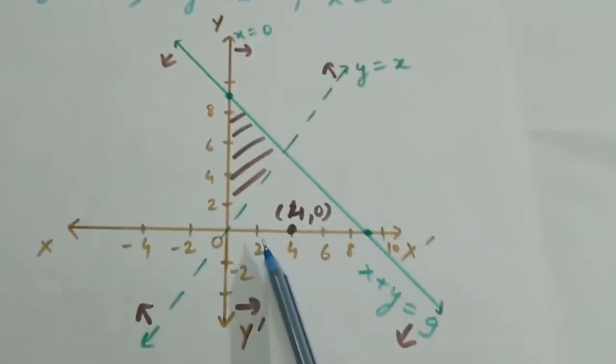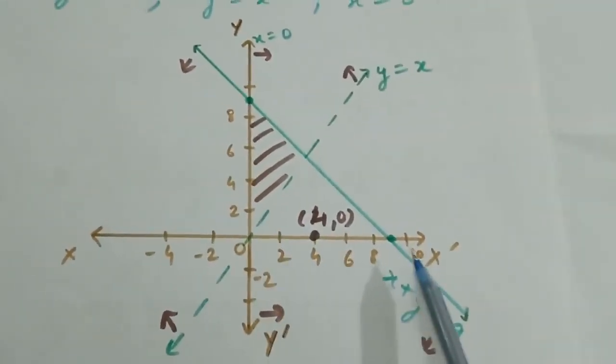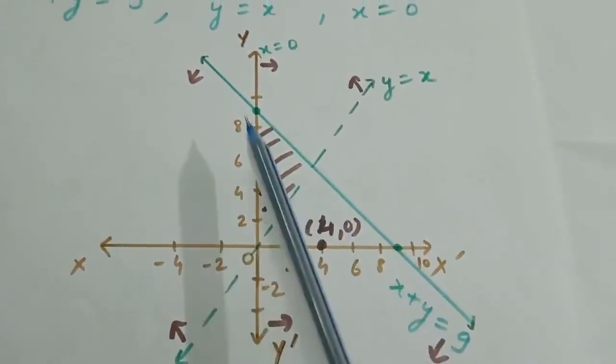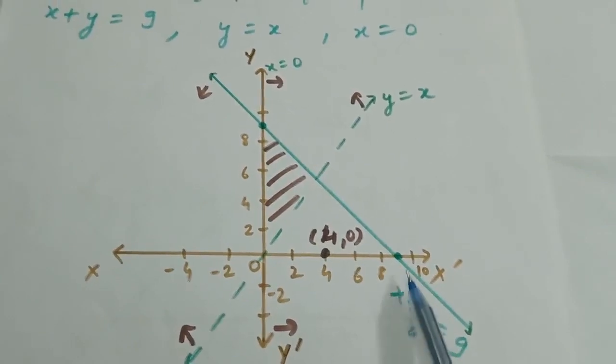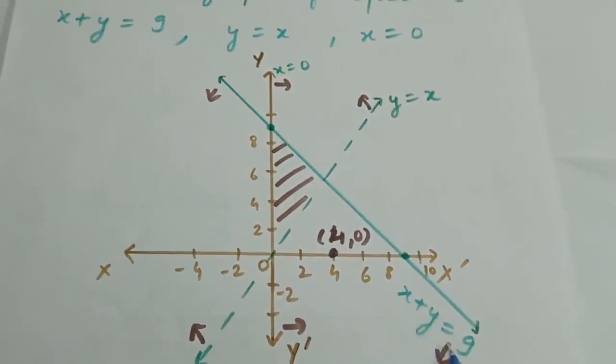x plus y equal to 9. I have taken the gap of 2, 2. So this is our point. Draw the lines. So this is the graph of the line x plus y equal to 9.